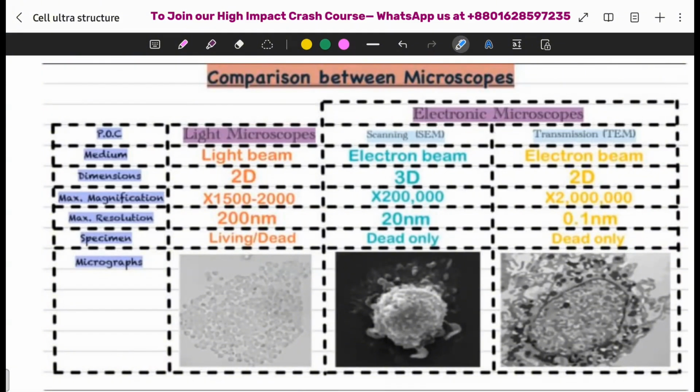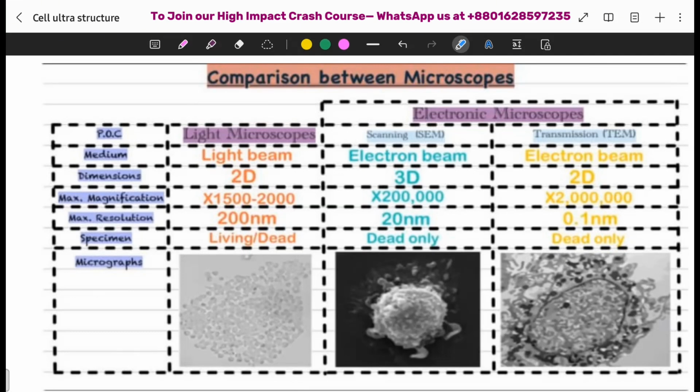And for dimensions, we will see 2D pictures from using light. We will see 2D pictures from a light microscope. But for electron microscope, we can see 3D. For scanning, we can see the 3D, but for transmission, we can again see the 2D structure, okay? So only the scanning electron microscope gives us a 3D structure.